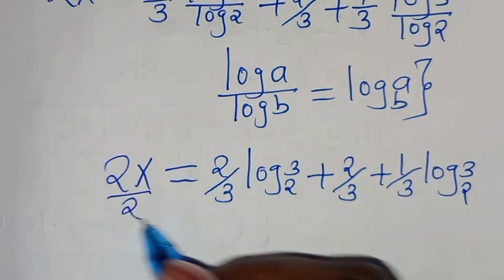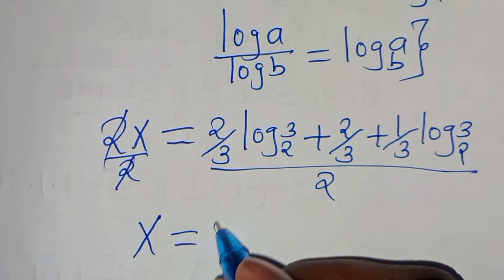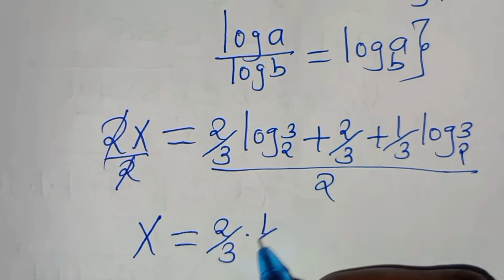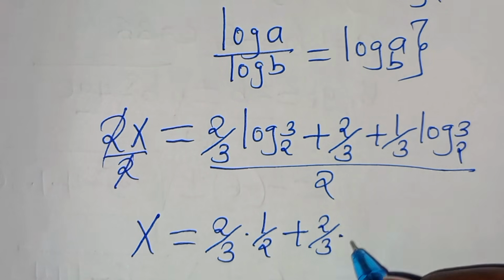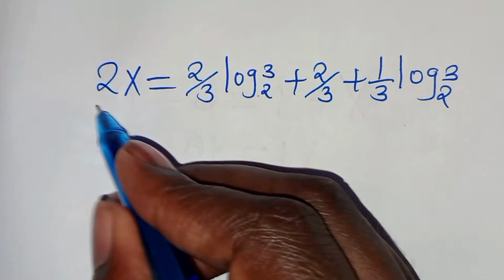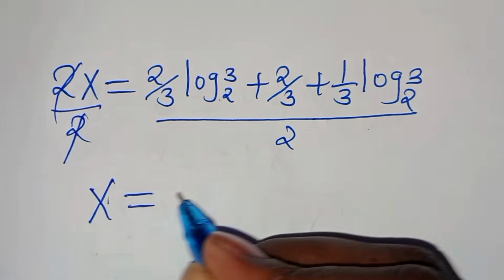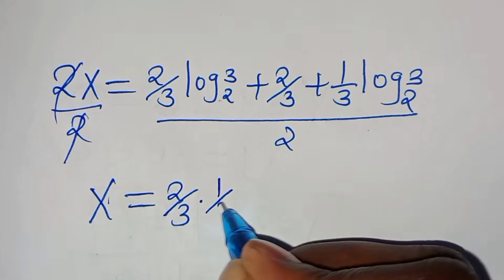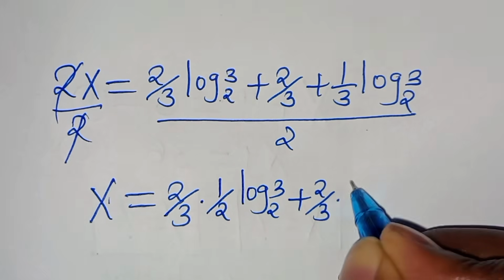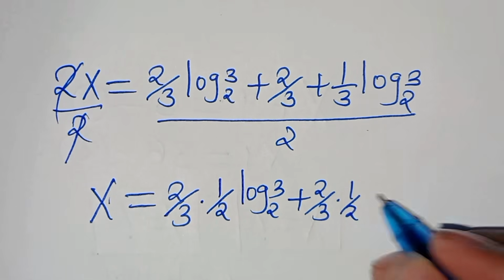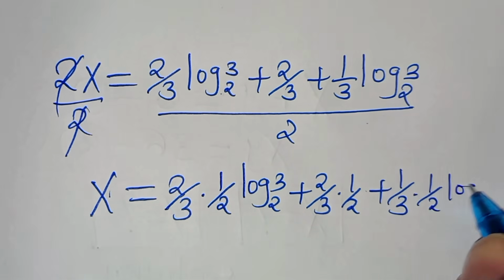Now let's divide both sides by 2, so that now x is equal to 2 over 3 multiplied by 1 over 2 log 3 to base 2, then plus 2 over 3 times 1 over 2, then plus 1 over 3 times 1 over 2 log 3 to base 2.